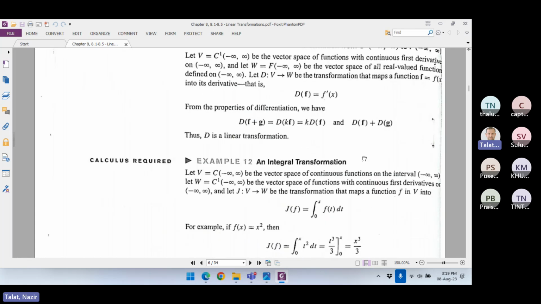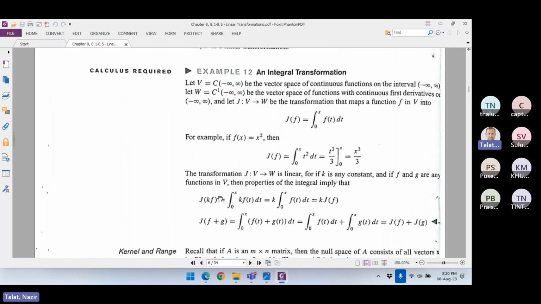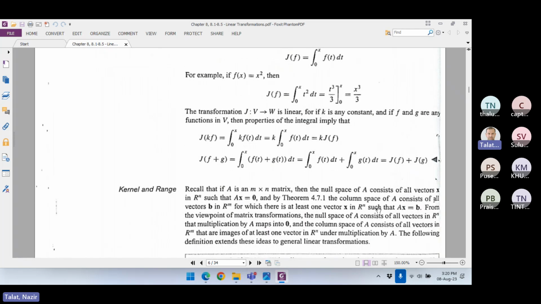Moreover, the integral transformation is a linear transformation. If we want to integrate, the integration of f plus g is equal to the integration of f plus the integration of g, and the integration of k times f is equal to k times the integration of f. So this will also satisfy this condition. It means the integral transformation is also a good example of a linear transformation, and we can always use it to compute different values.